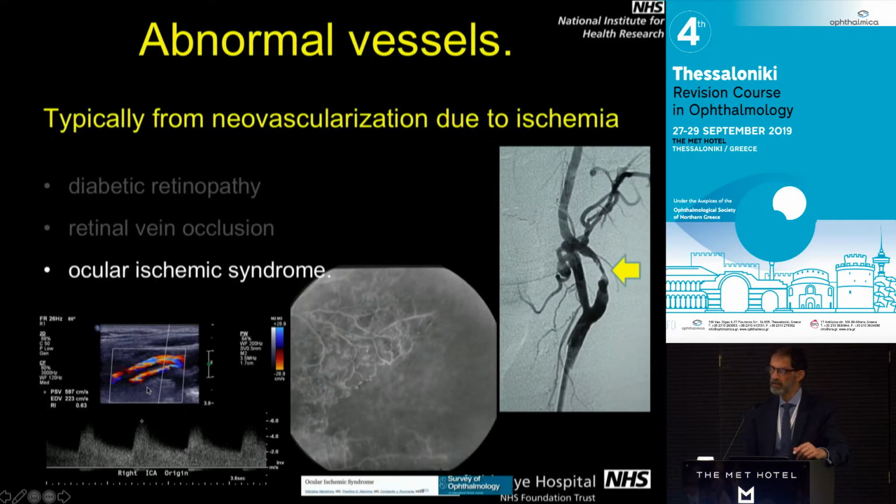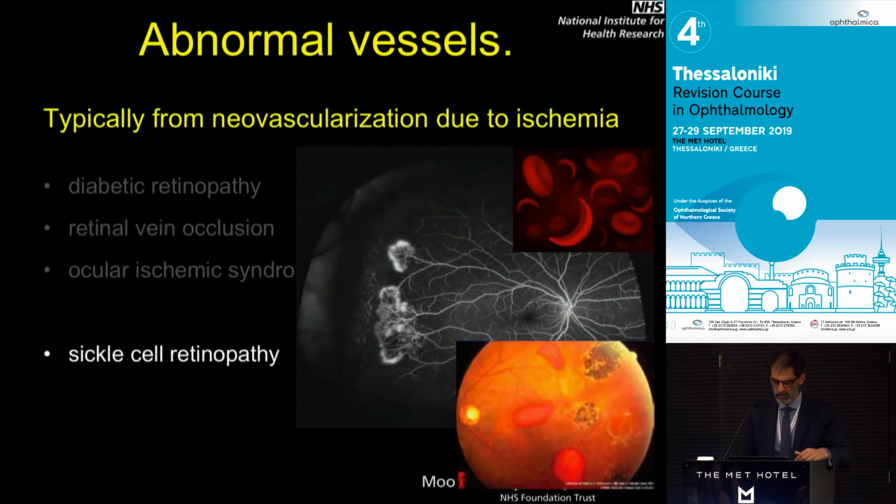And the third thing we see relatively commonly is ocular ischemic syndrome, where you may or may not have anything compromised within the eye, but the overall blood flow through the internal carotid system is compromised due to a significant stenosis. So all of these drive ischemia. Ischemia drives new vessel growth.